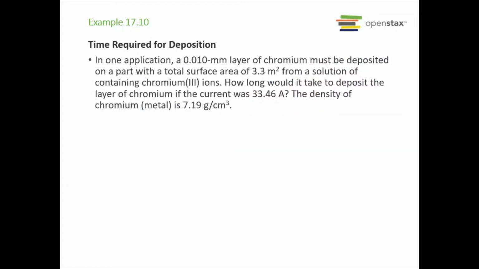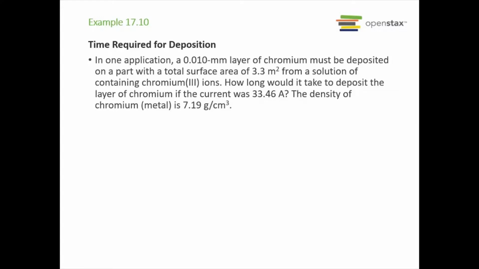And one last example. We're told in an application a 0.010 millimeter layer of chromium must be deposited on a part with a total surface area of 3.3 square meters from a solution containing chromium-3 ions. How long would it take to deposit the layer of chromium if the current was 33.46 amps? And we're told the density of the chromium is 7.19 grams per cubic centimeter.